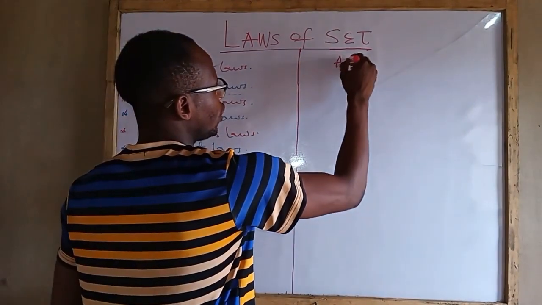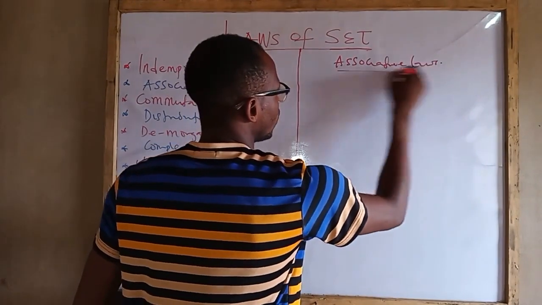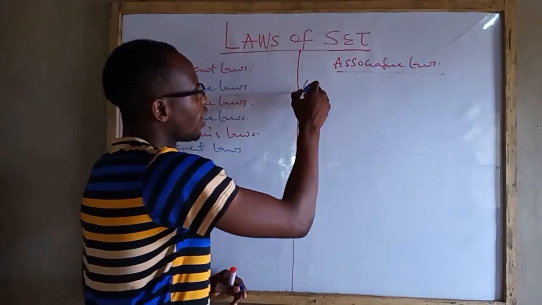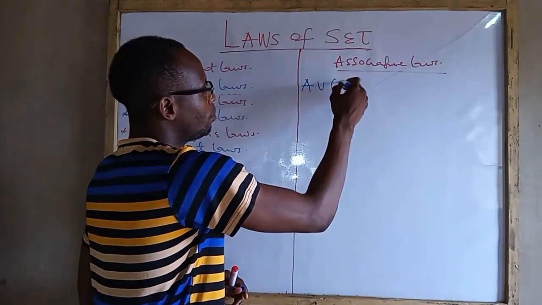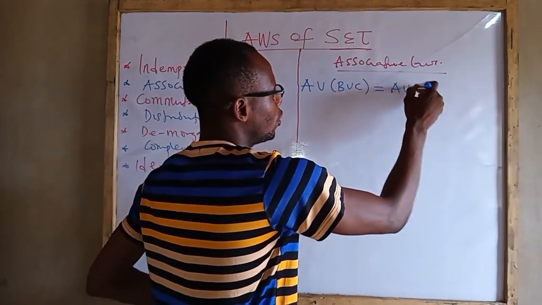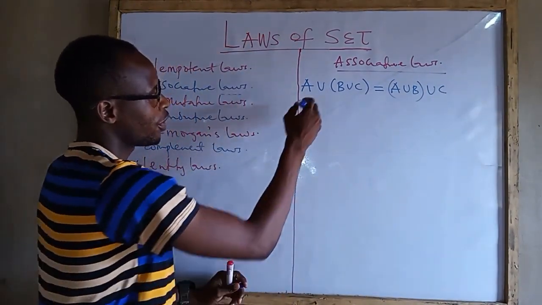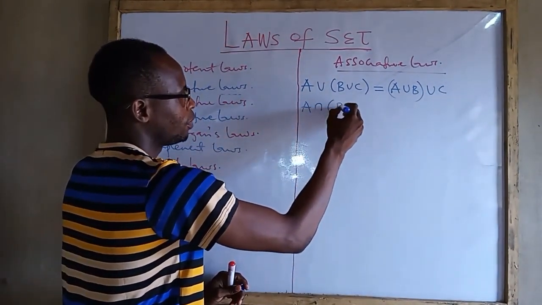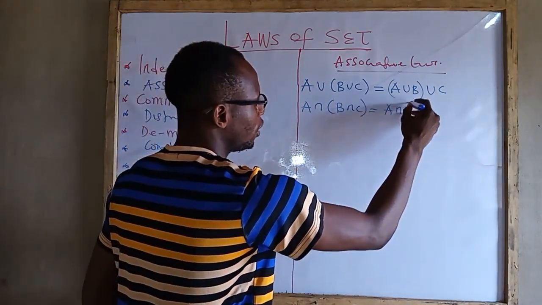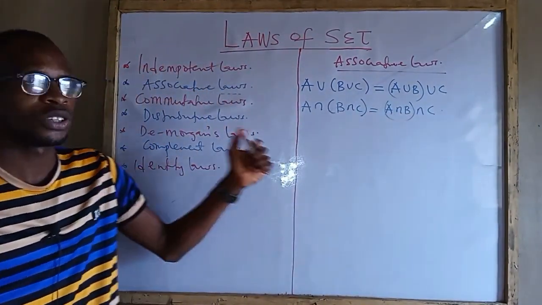The second one is simply associative law. We have the associative laws. Now, associative law states that when we have A union B union C is equals to A union B union of C. And also when you have A intersection B intersection C is equals to A intersection B then intersection C. This is what the associative law is talking about.